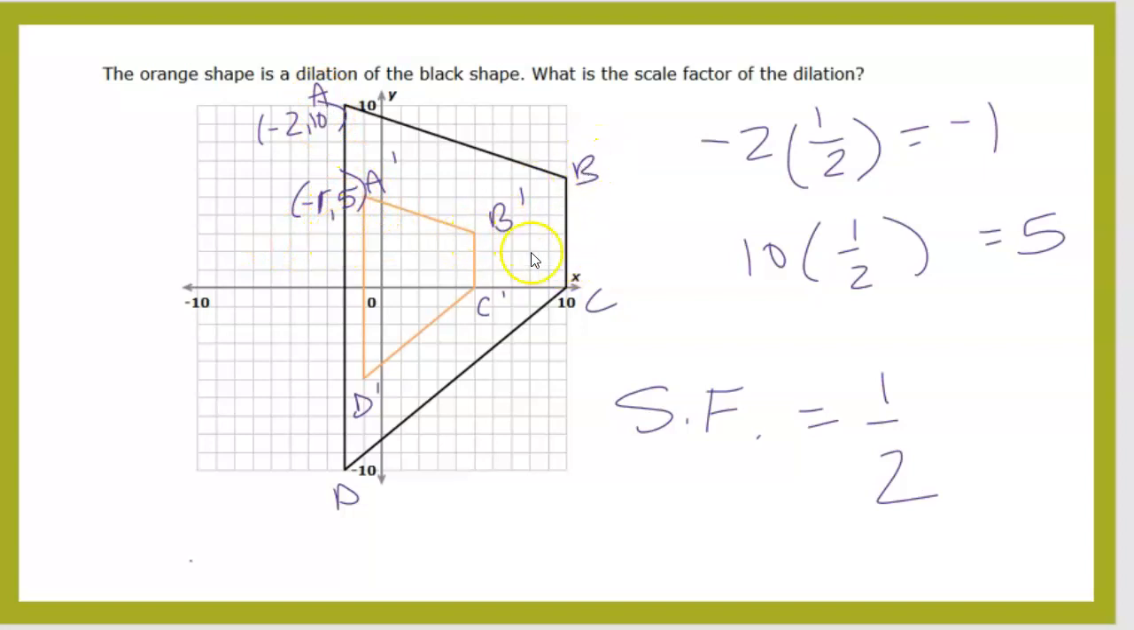Same thing from B to B prime. This is 10 comma 6, and should be 5 comma 3 since we're halving it, right? Yep, half of 10 is 5, half of 6 is 3. So yep, our scale factor is 1/2.